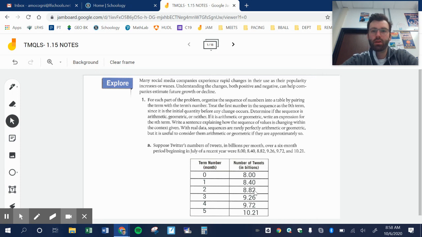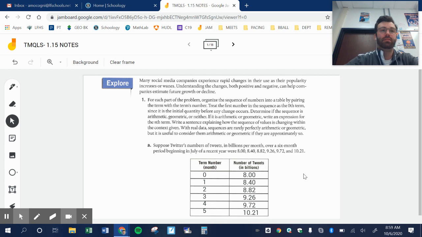Obviously the left side is going up by 1 every single time: 0, 1, 2, 3, 4, 5. Are we increasing by the same amount every time on the right-hand side, in our number of tweets? I'm going up 0.4, but I don't go up 0.4 here, and I don't go up 0.4 there. It's pretty close, but it's not exact. So we want to figure out approximately how much the number of tweets is increasing each month, percentage-wise.